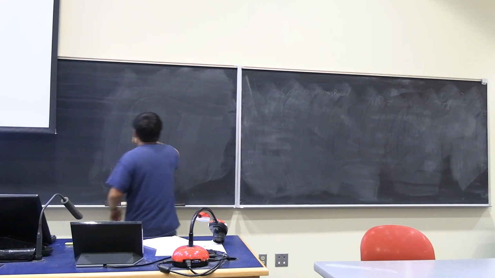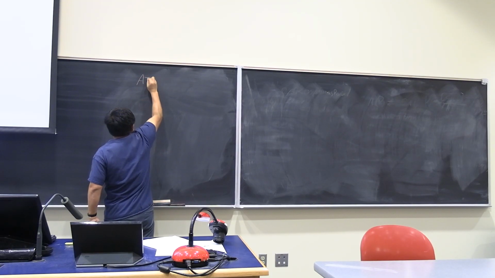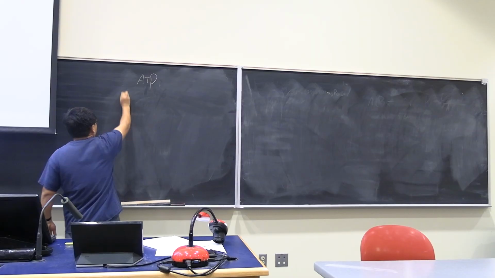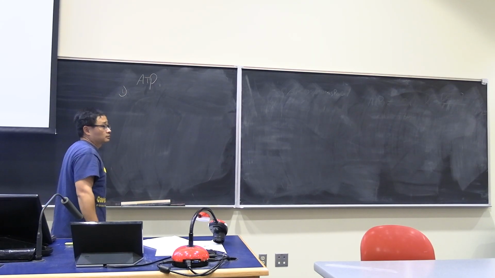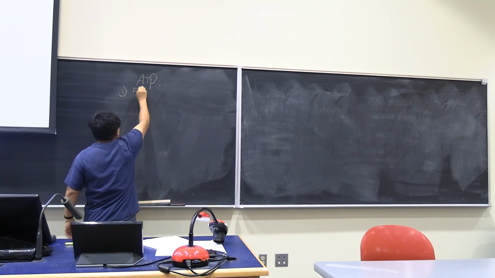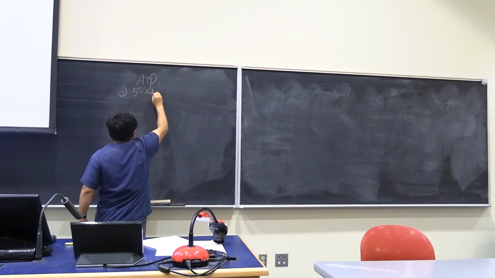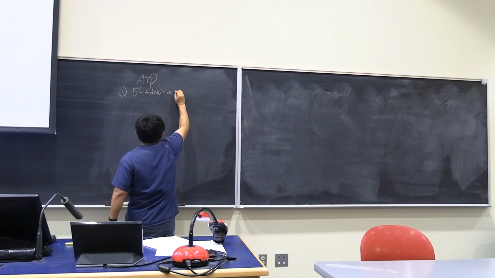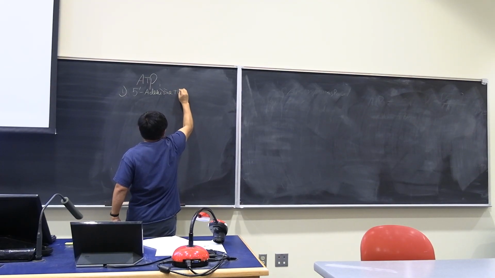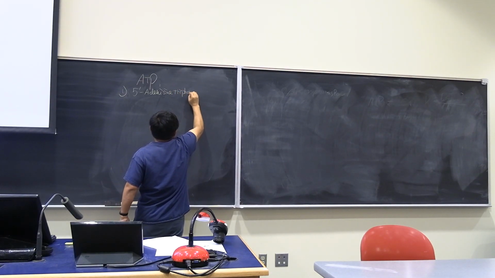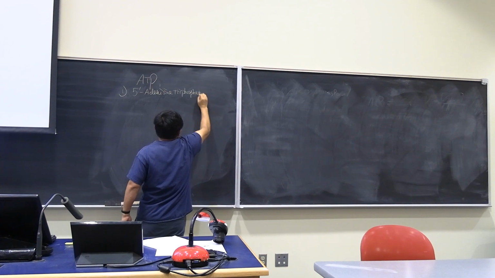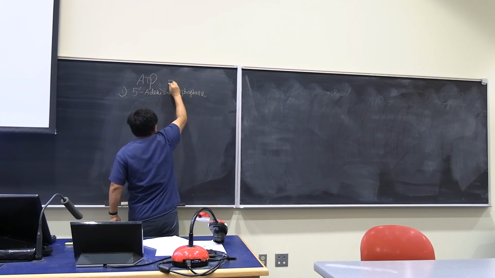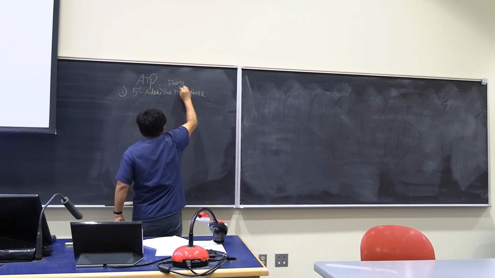So the first thing we want to talk about is ATP. The first question is very simple: what is the full name of ATP? You can ask yourself: 5' adenosine triphosphate. That is ATP. What do we call it? Energy currency.